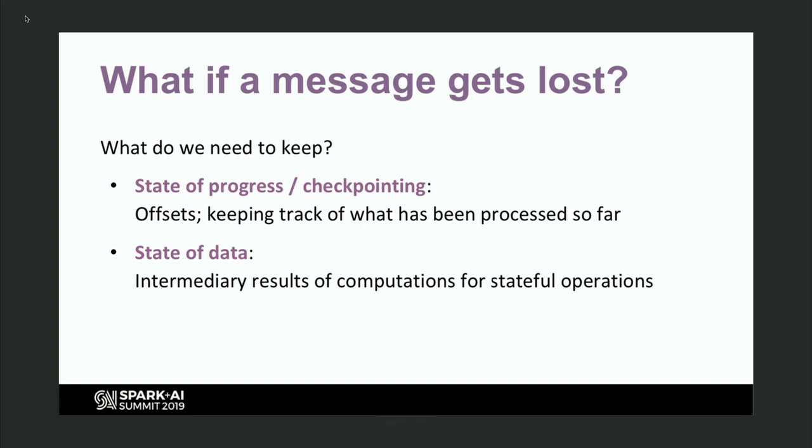So what do you need to know about where you are in processing when a system fails? There are actually 2 things. You need to know the state of the progress, so the offsets: which data did I already process and what did I not process yet. And you need to know the state of the data itself. So if you're doing stateful computations like windows, you need to have the rest of that window to go on with your processing.